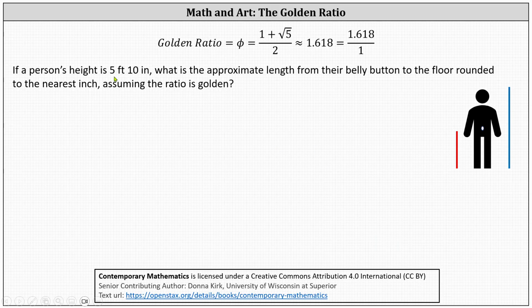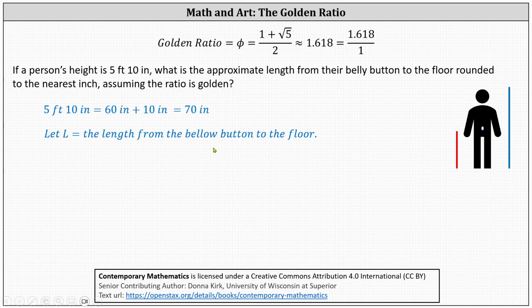To begin, let's convert 5 feet 10 inches to inches. Because 1 foot is equal to 12 inches, we have 5 times 12, or 60 inches for 5 feet, and then plus 10 more inches, giving us 70 inches for the height. And now let's set L equal to the length from the belly button to the floor, which is the red length here on the right. The ratio of the height to L must equal the golden ratio, giving us the proportion 70 to L must equal 1.618 to 1.